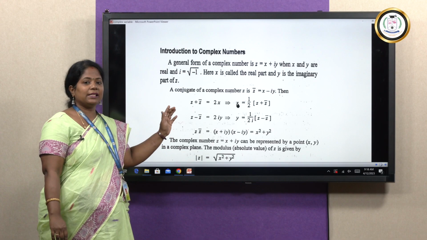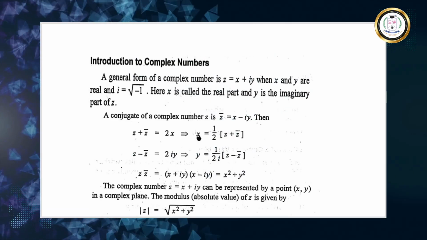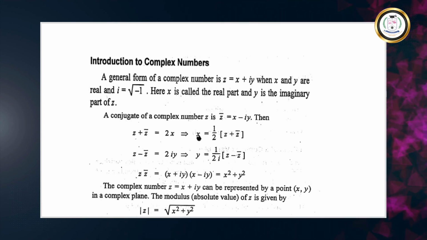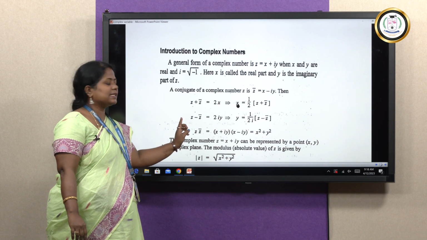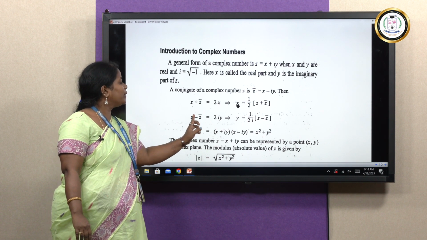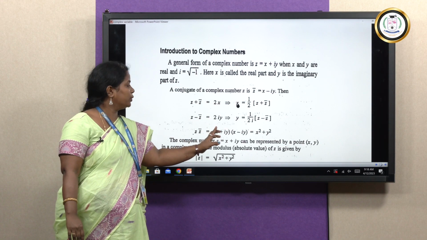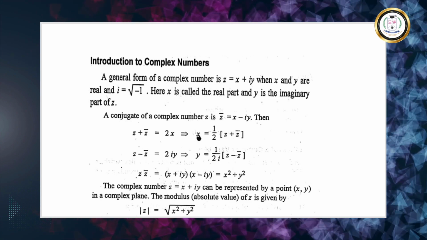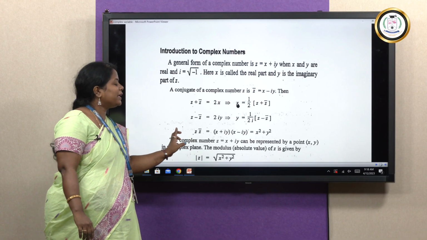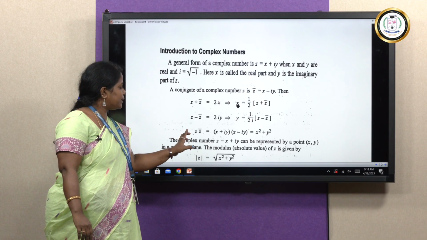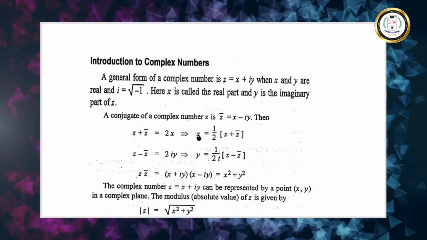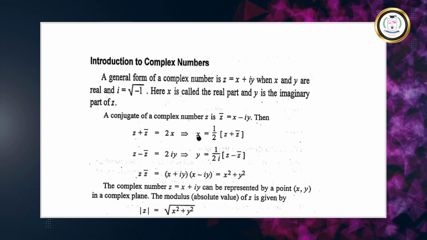Now let us add these two, z plus z bar, which is equal to 2x, which implies x is equal to 1 by 2 of z plus z bar. Then subtraction of z minus z bar. Let us subtract this, we will get 2iy, which implies y is equal to 1 by 2i of z minus z bar. Now the multiplication of z into z bar, which is equal to x plus iy into x minus iy, which gives x square plus y square.